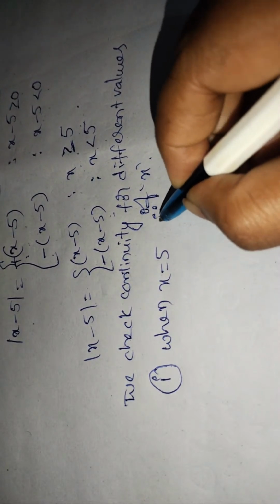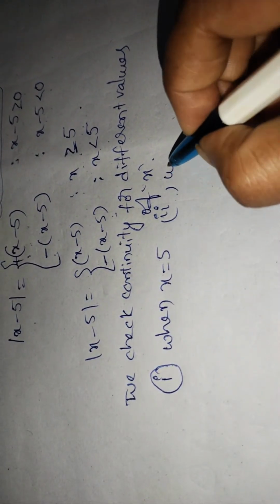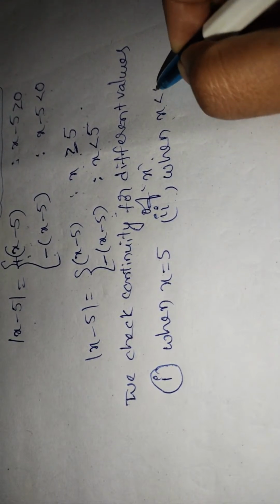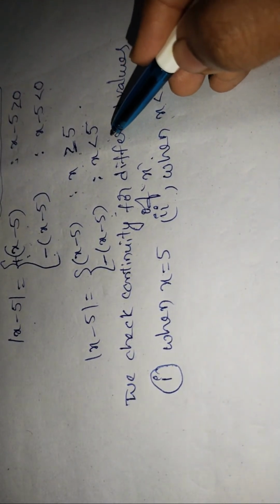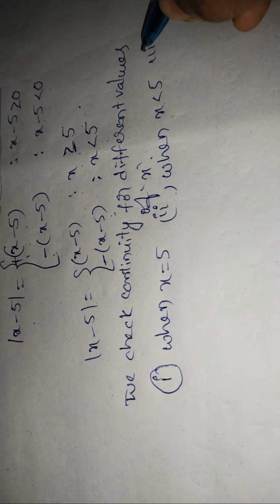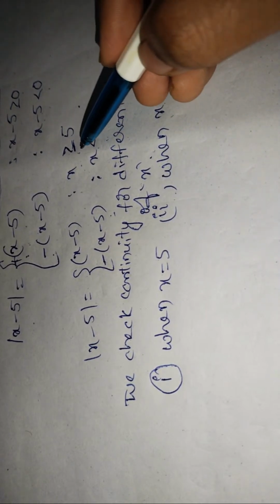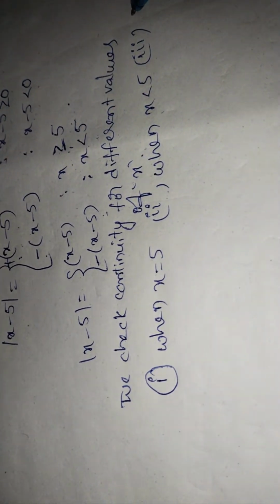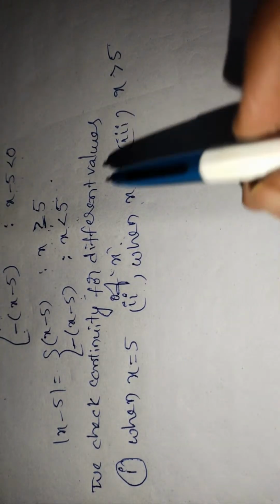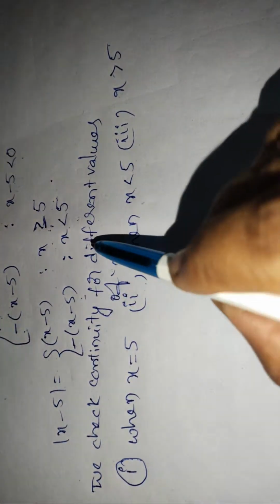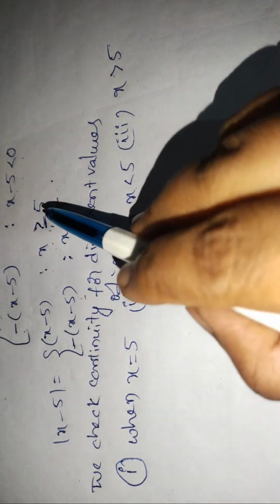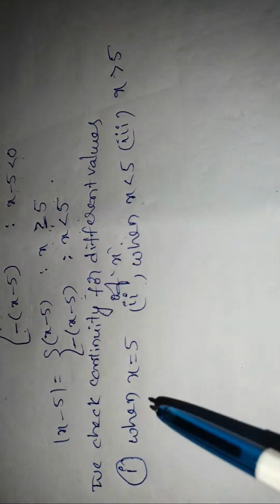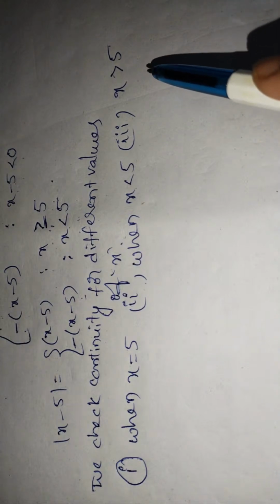Second case, when x is less than 5. When x is less than 5, second case. And third case, here I missed one case, that is, I took equal but I didn't take greater than. Now I am going to take it. So the last case is x greater than 5. So three cases are here: one is x equals 5, another is x less than 5, one more is x greater than 5. Three cases I took.